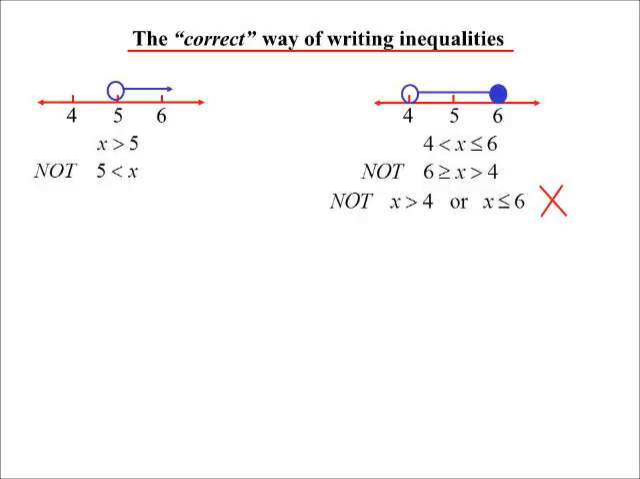If we were to write it as two separate inequalities for some insane reason, then the correct word there would be and, not or. So that is just plain wrong. Okay.